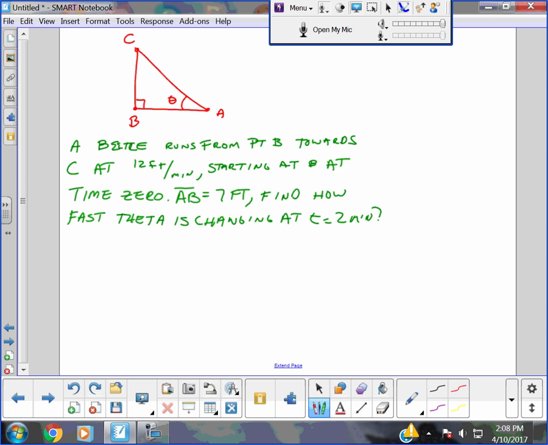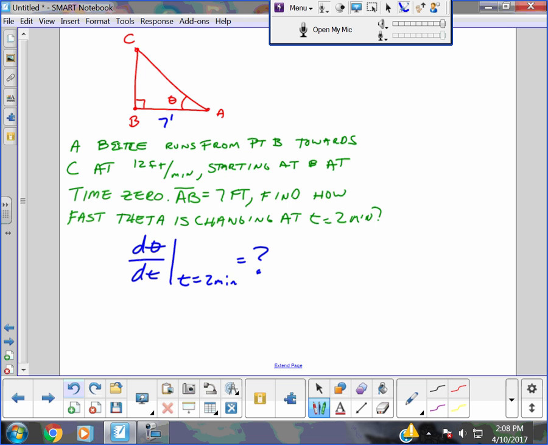So they want, there's theta. Does everybody agree that this problem is asking for d theta dt when time equals 2 minutes? All right, that is the unknown. Now, I can put some of this in context. I would put 7 feet right here. You guys agree? That's fixed.